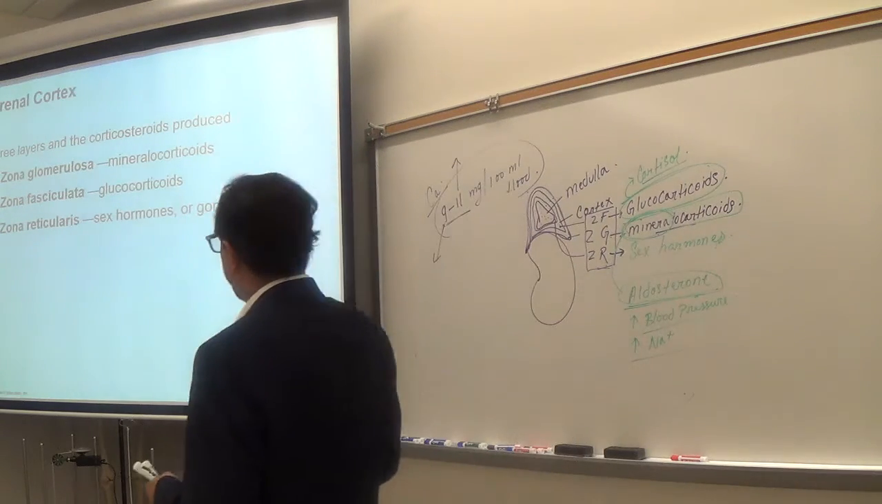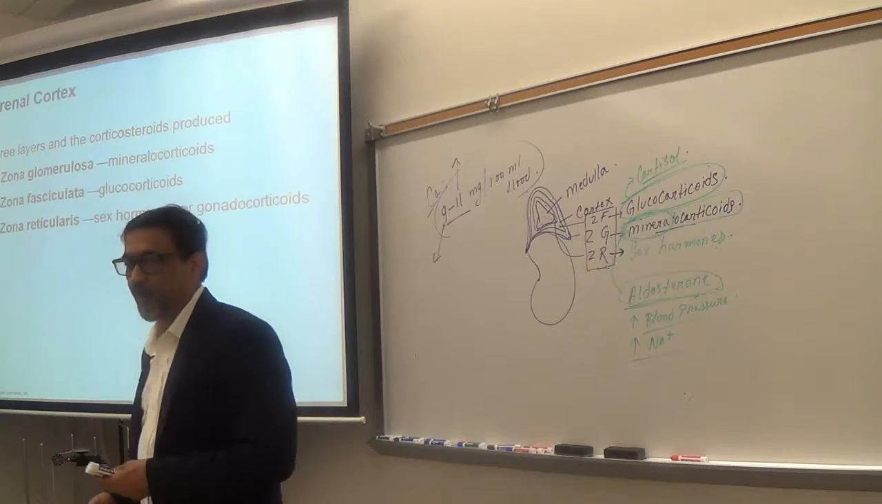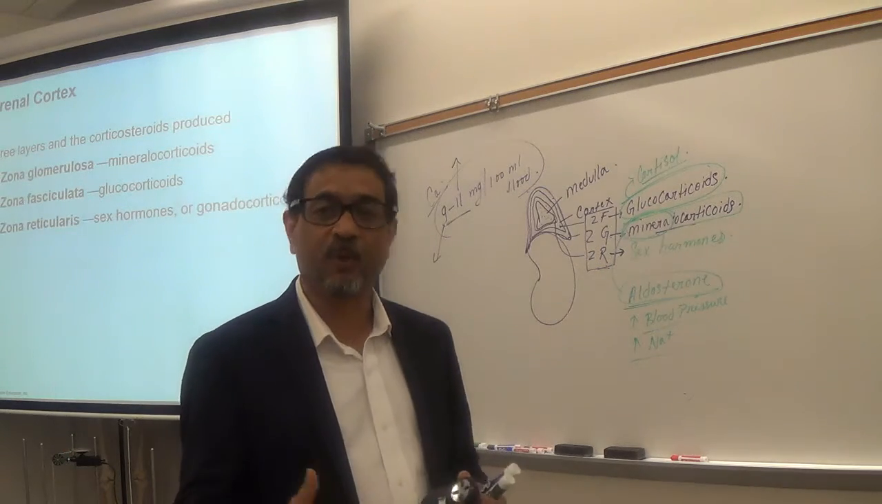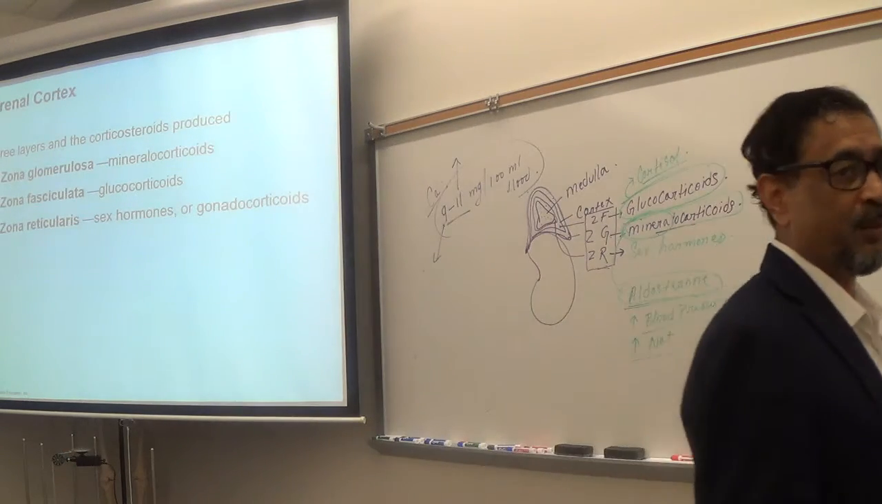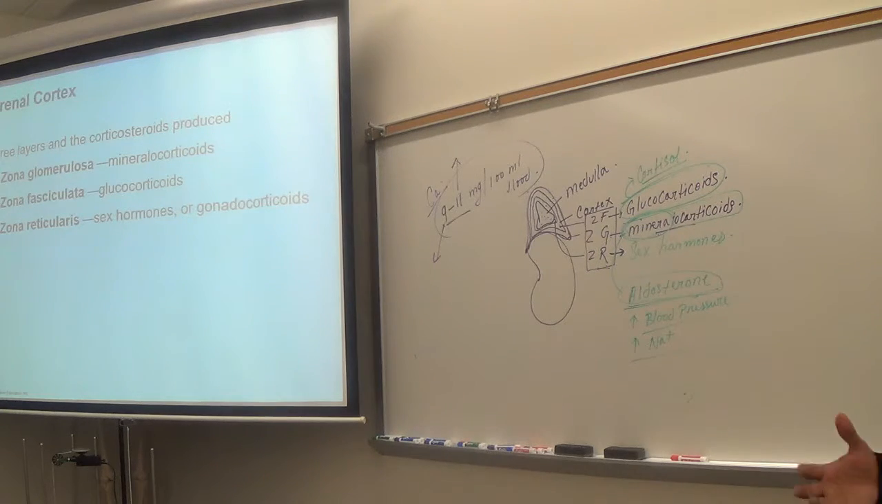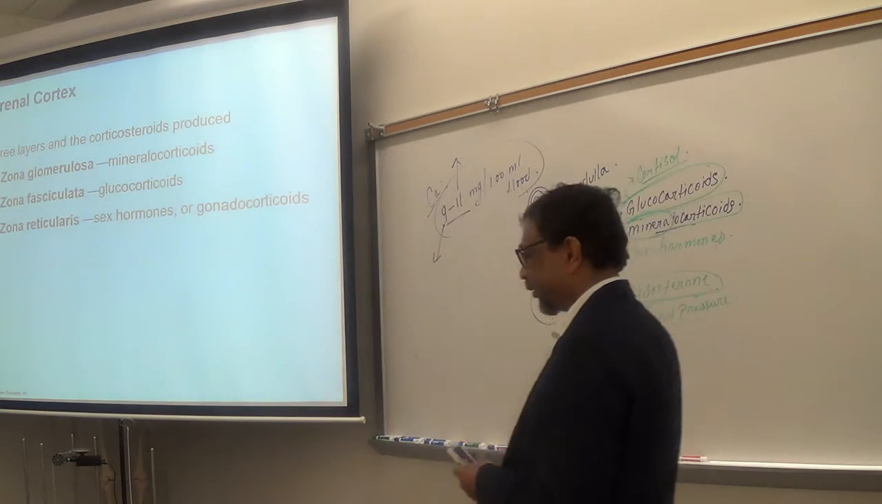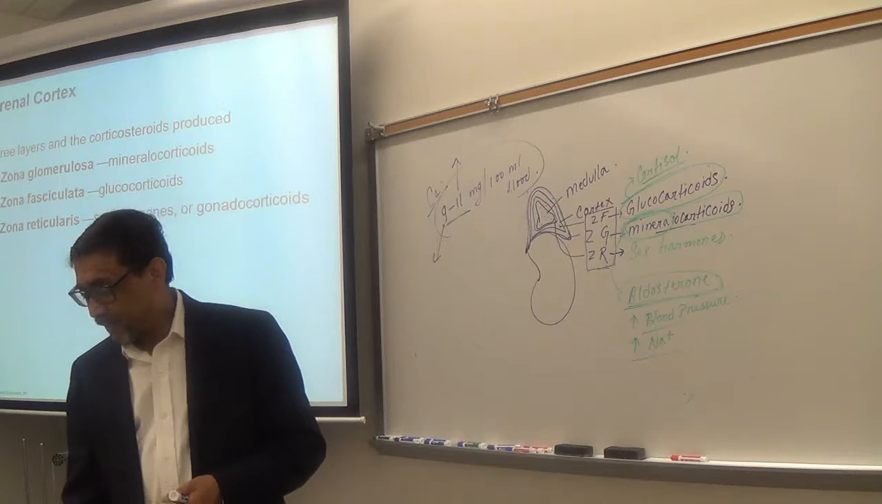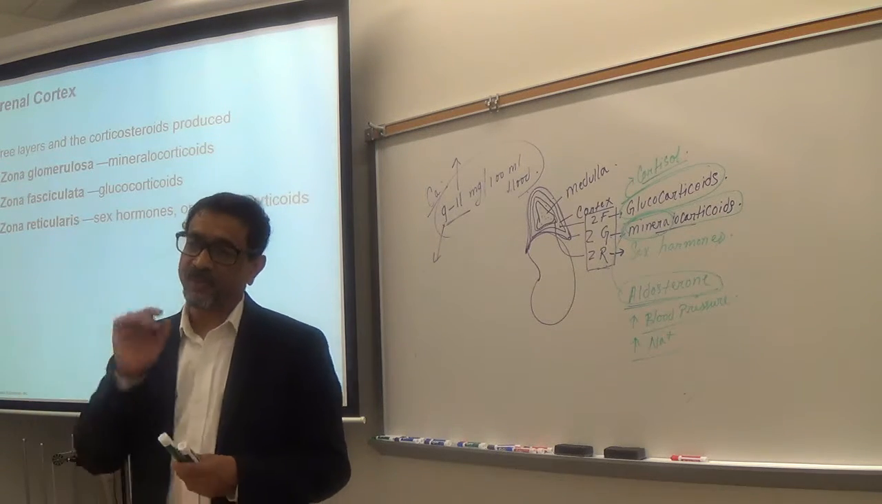Zona reticularis, sex hormone. So sex hormones are not only produced by gonads, testes or ovaries. A small amount of sex hormone is produced by the adrenal gland too. So those are the three layers of the cortex.